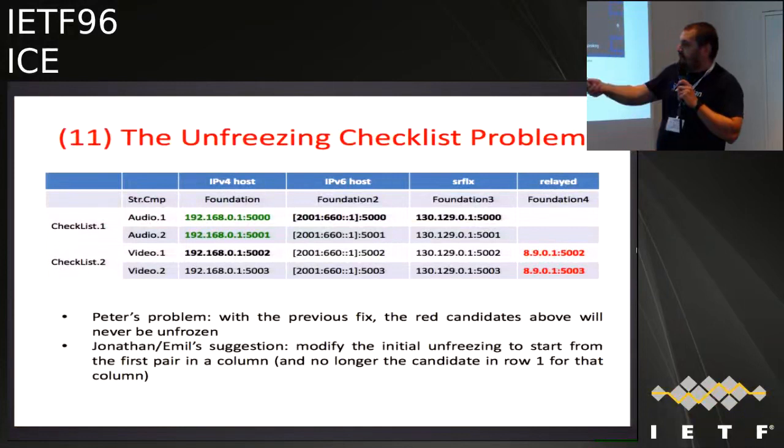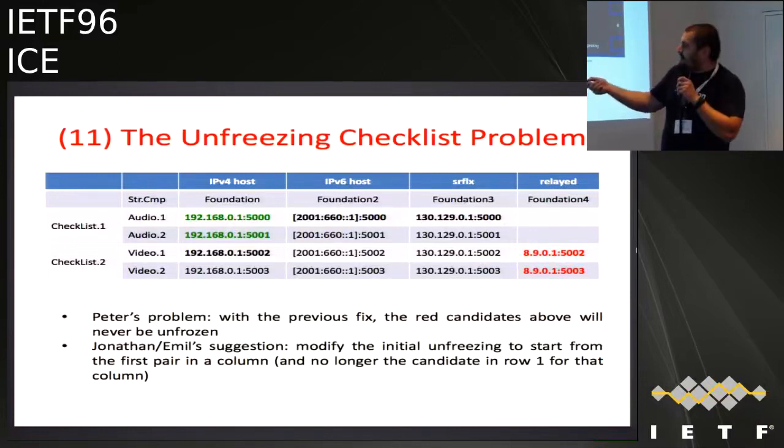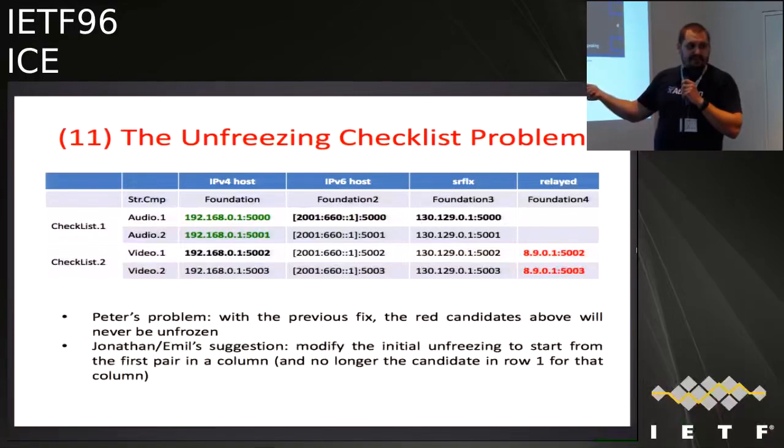So we said we should remove that, but then what Peter said is, wait a second. If you have a foundation, like here, this column, for which candidates do not exist in the first rows, then you remove the thing that unfreezes the entire checklist because it's sort of a bug. And because there was nothing here in the first row, the text in 5245 as it currently is would never unfreeze this foundation, because it was not represented in the upper rows.